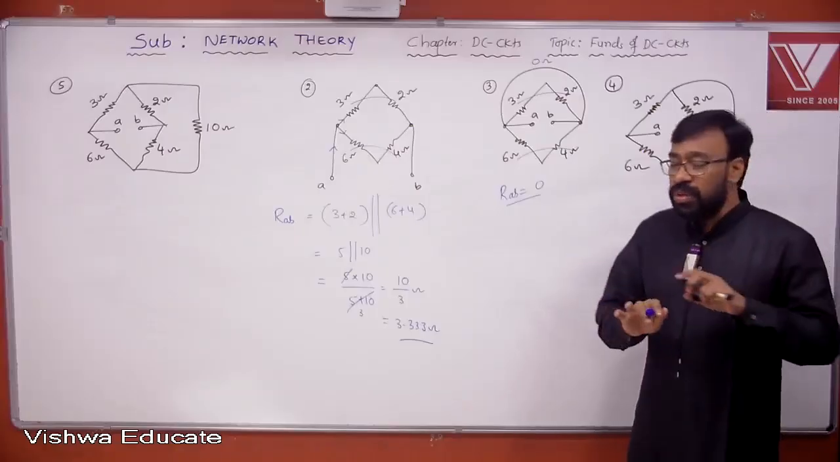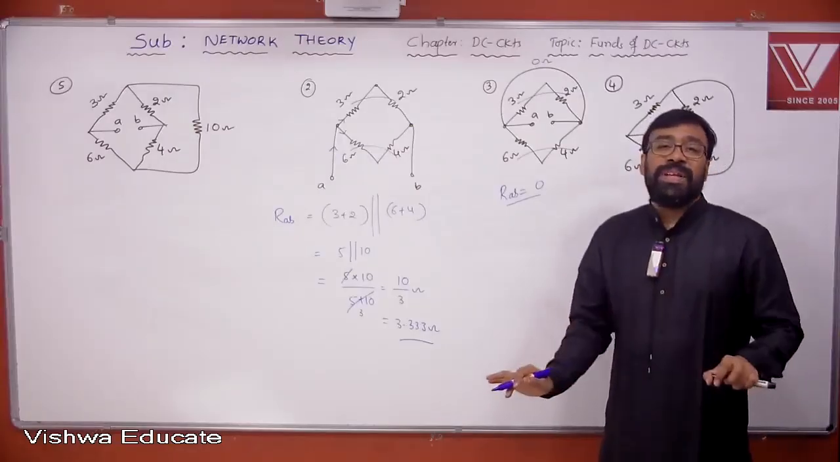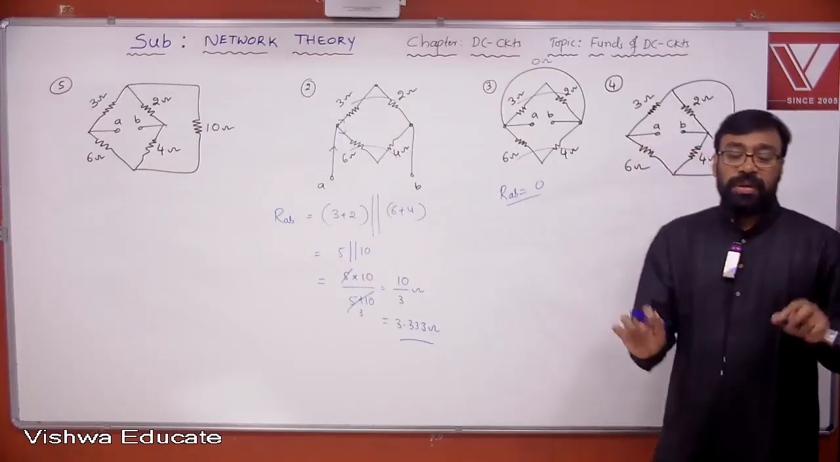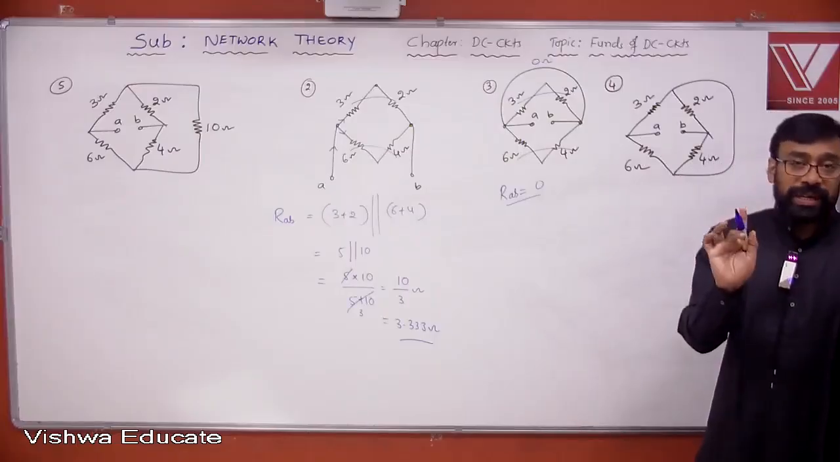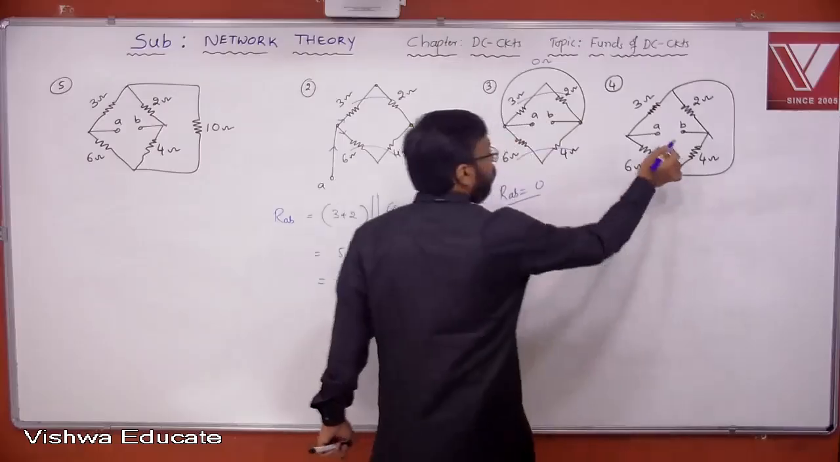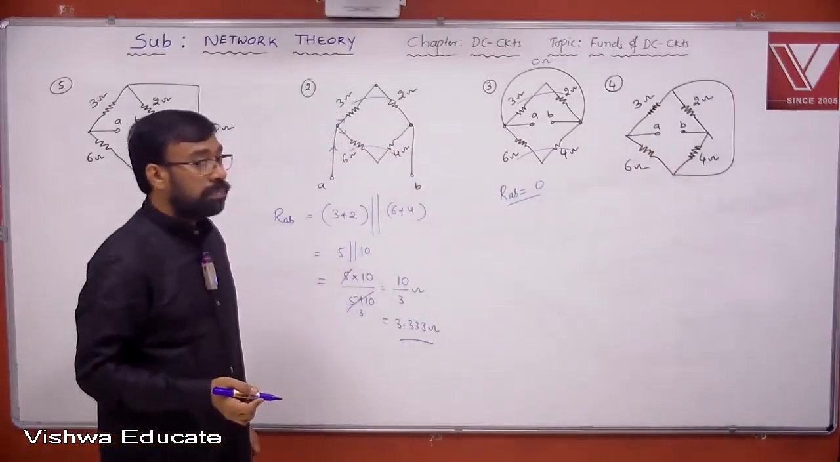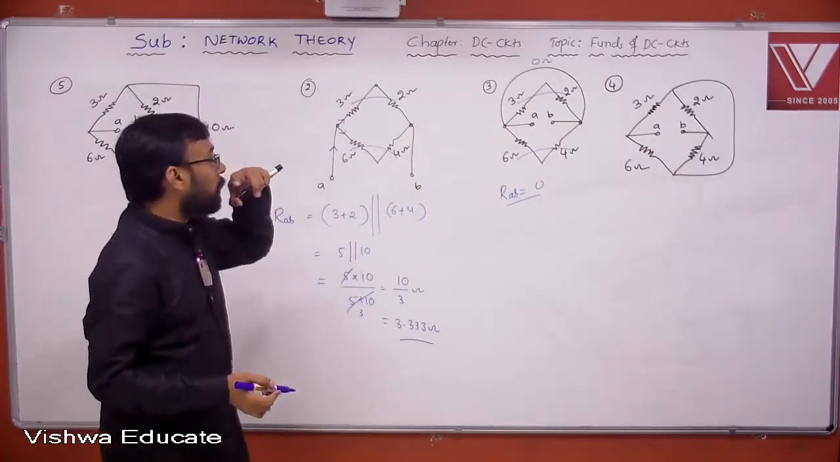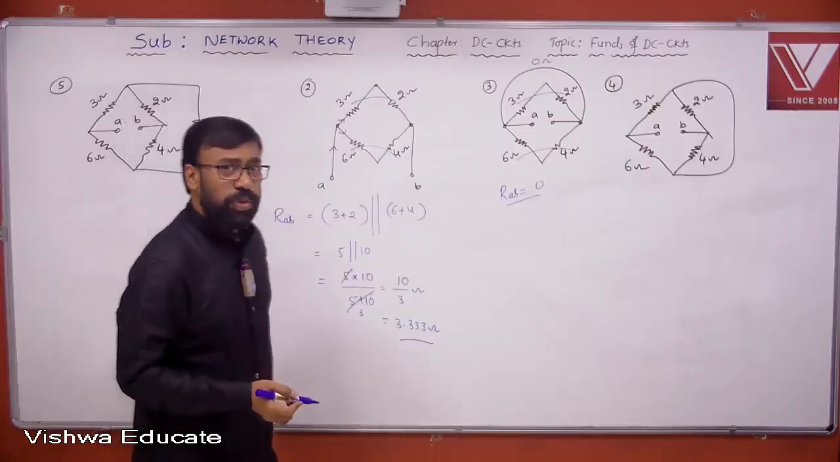There is no need to calculate, no need to simplify the network. Simply you can put it 0. Input terminals are shorted. That's it. Understand all of you? Now, coming to this. Coming to the fourth one. In the fourth problem, look at this.